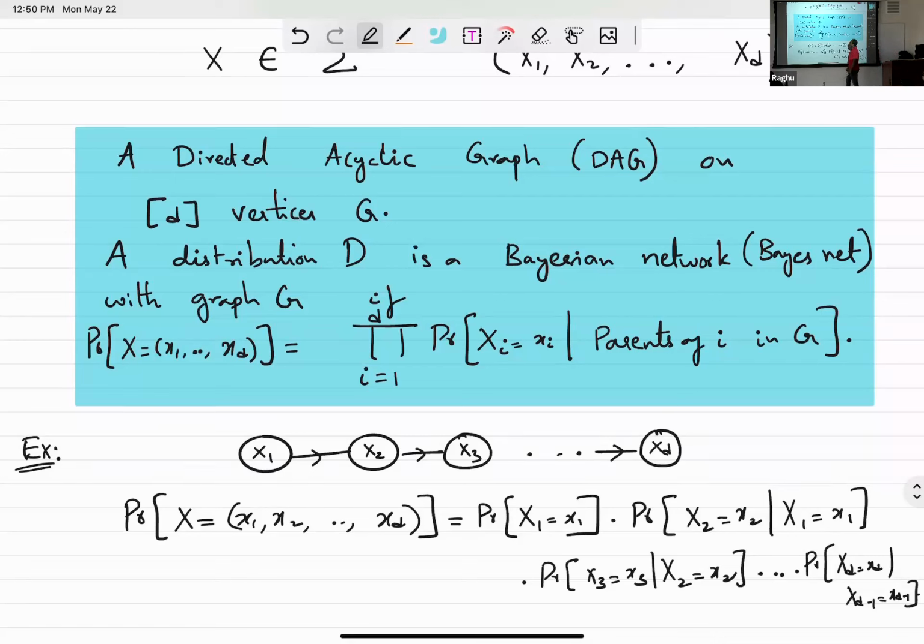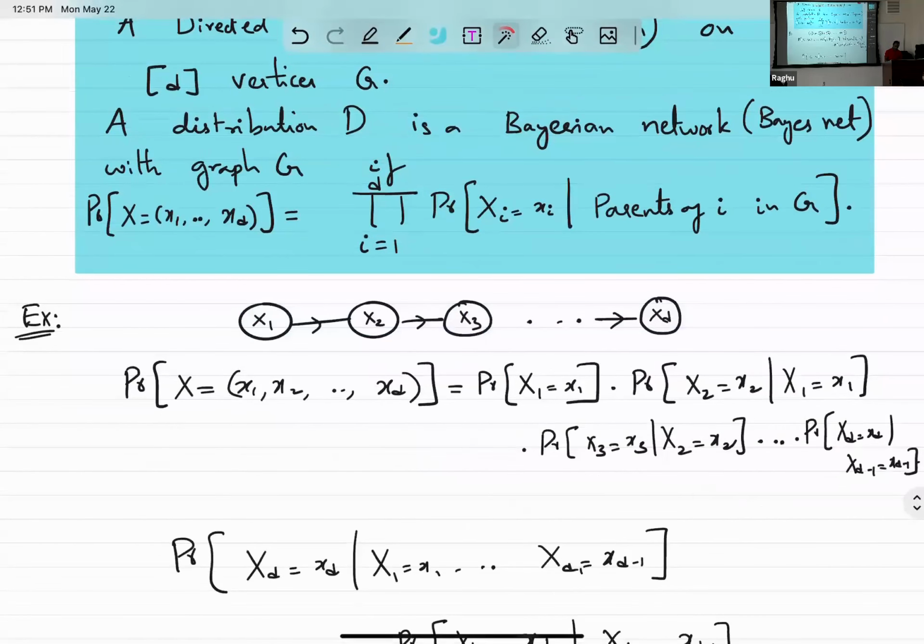So I should be able to break up this distribution as a product of individual conditional probabilities, but I don't have to condition on everything before. I just need to condition on the parents of each node. Immediate parents, just the 2 immediate parents or 3 immediate parents or however many parents you might have. For instance, for the Markov chain, the parent of 3 is just 2, so that's why we're only conditioning on 2 here. For 4, it would just be 3. For 1, there is no parent, so you're not conditioning on anything.